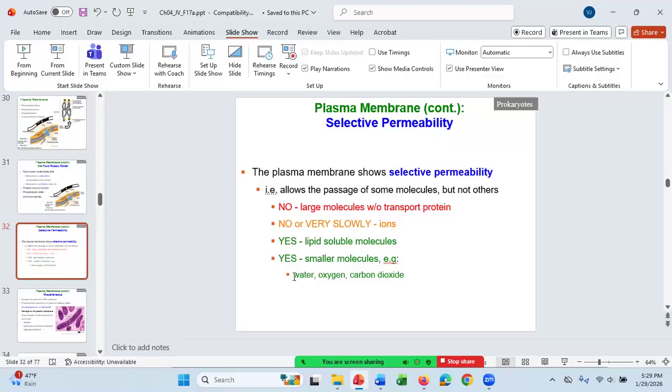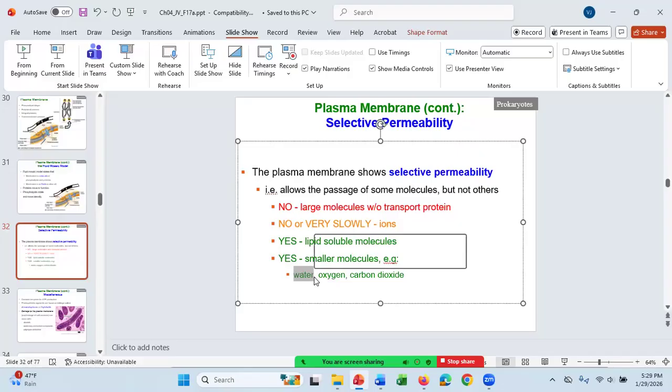Like I mentioned, water can. It doesn't move very quickly. That's why we have aquaporins to move water across the cell membrane quickly. But then there's two other molecules that easily move across the cell membrane. That's oxygen and carbon dioxide. Oxygen easily diffuses into the cell across the cell membrane, and carbon dioxide easily diffuses across the cell membrane to leave the cell. Any question about any of that?